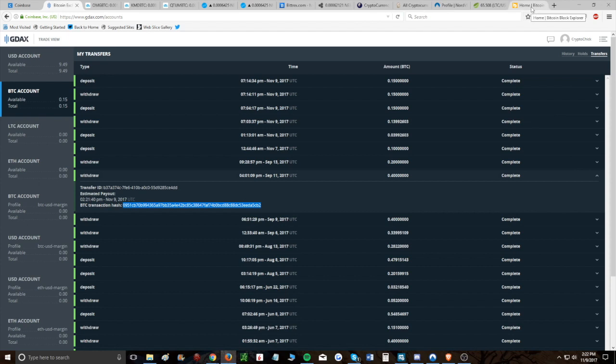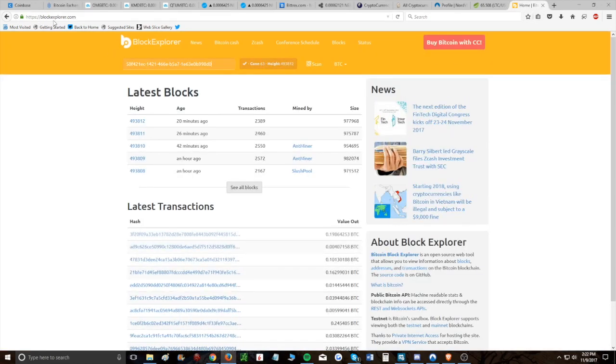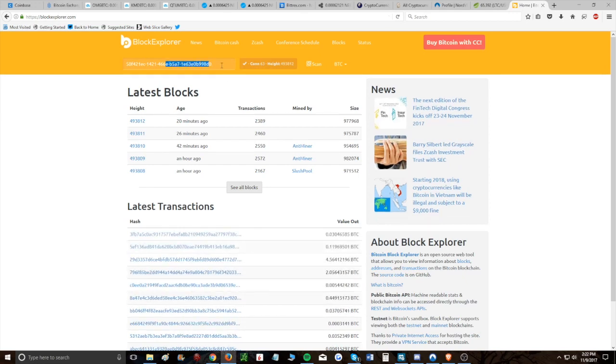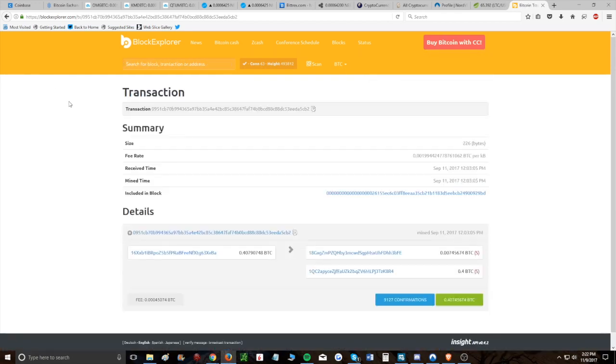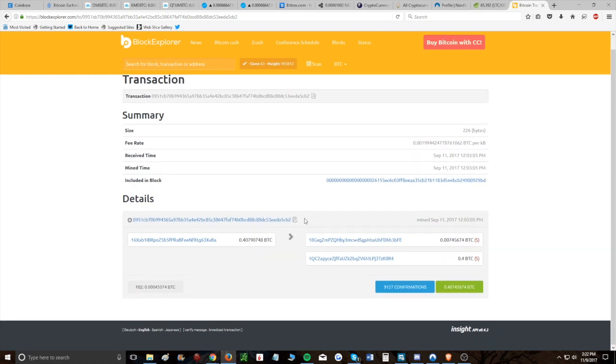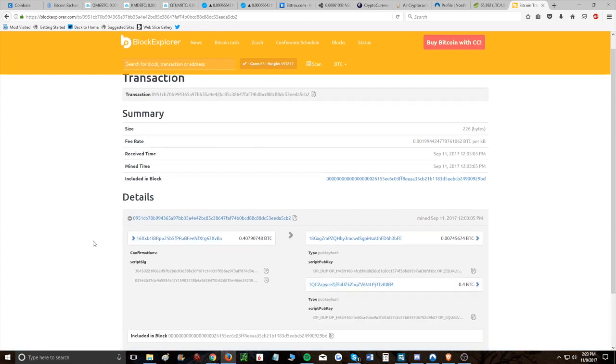So I'm going to plug this in and see if I could find it. Even though it's old, it might not give me any information, but you need the Bitcoin transaction hash. We come over to blockexplorer.com. This is the Bitcoin Block Explorer. And right at the top, you type in your transaction hash. And it pulls up the entire summary of that transaction. We could see the exact time it was received and mined. Let's see if we can get any other info. Here we go.